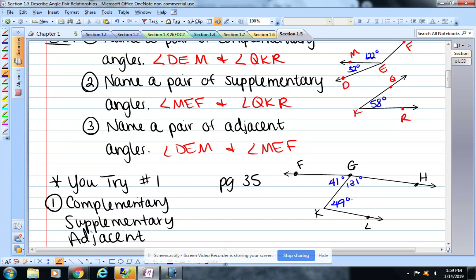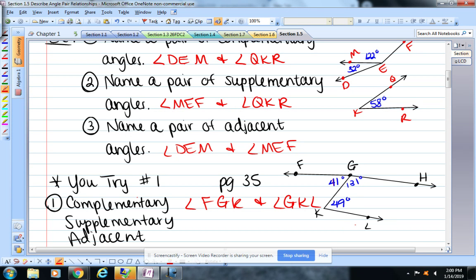All right, y'all help me out. Which is a pair of complementary angles? First of all, what do complementary angles do? They add to make 90 degrees. So what's one of the complementary angles? FGK. And which other one? GKL. Raise your hand if y'all agree.